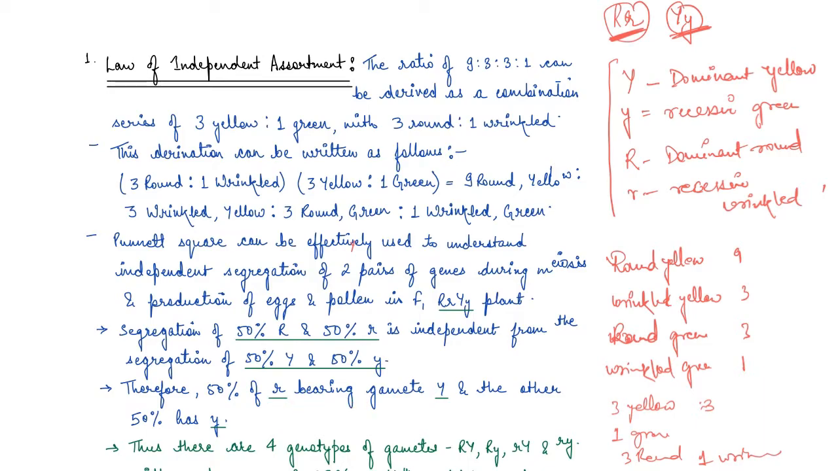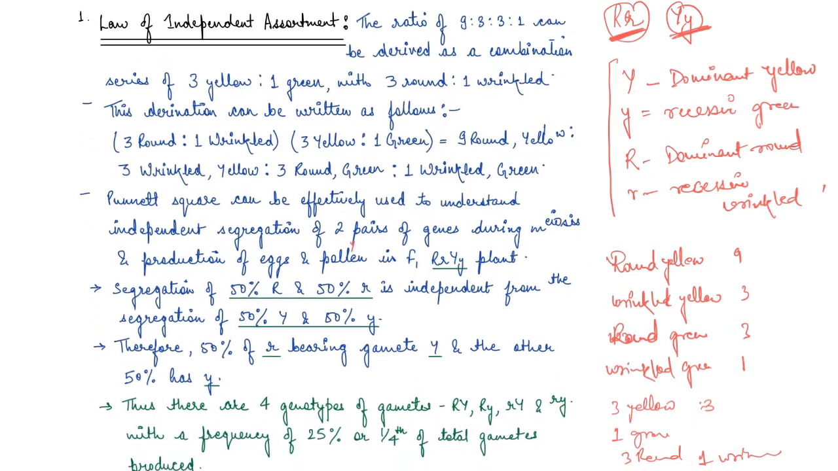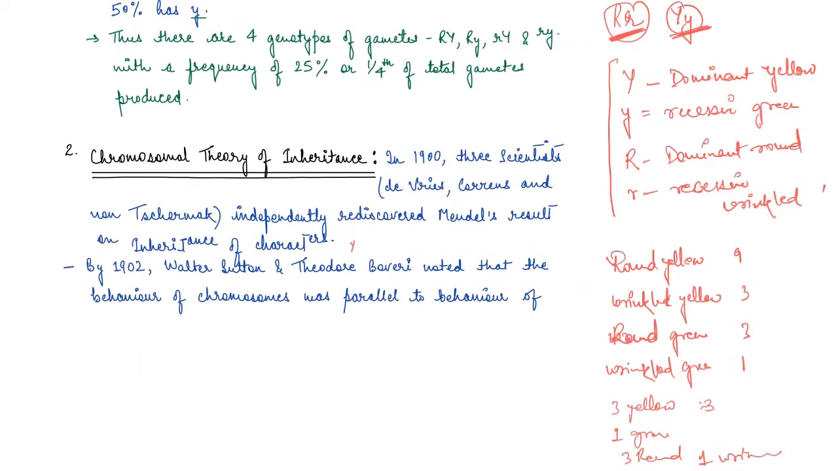And 50% of green, right? So basically what we mean here is that there are four genotypes of gametes, right? That we saw. These gametes are these four basically. Here that you see, these four. Now, the frequency of basically getting one produced is 25% of total gametes which are produced, right?